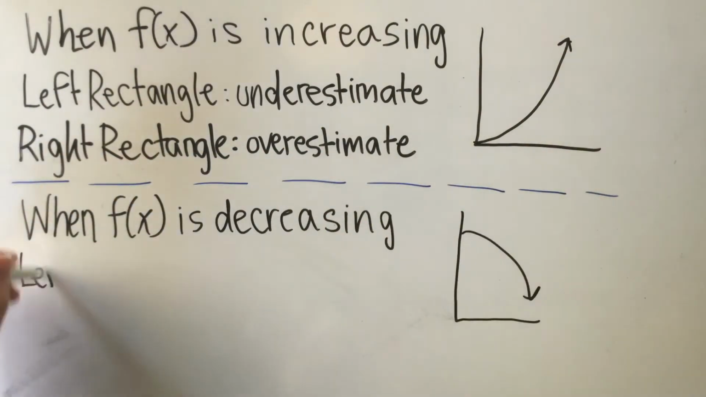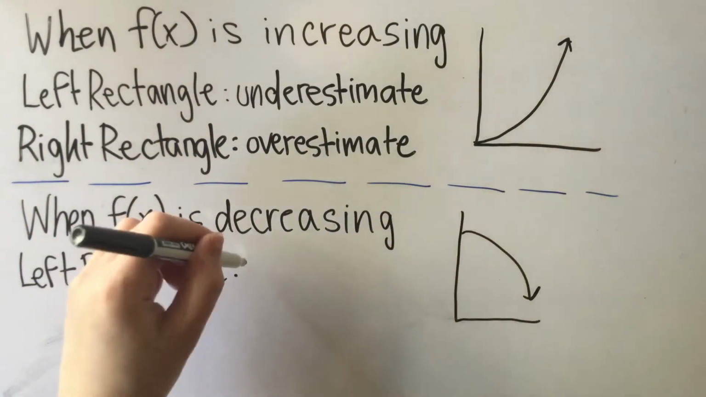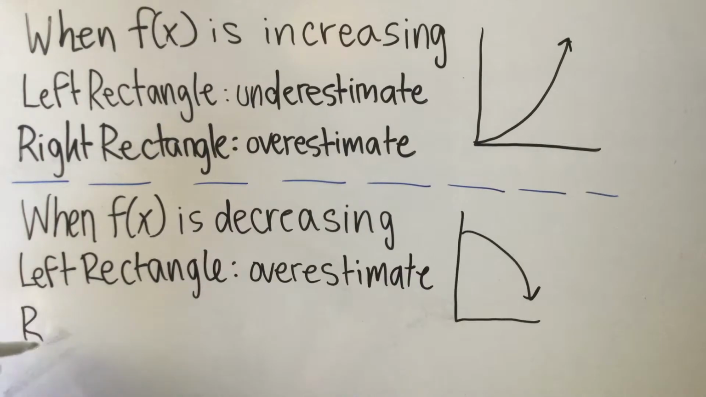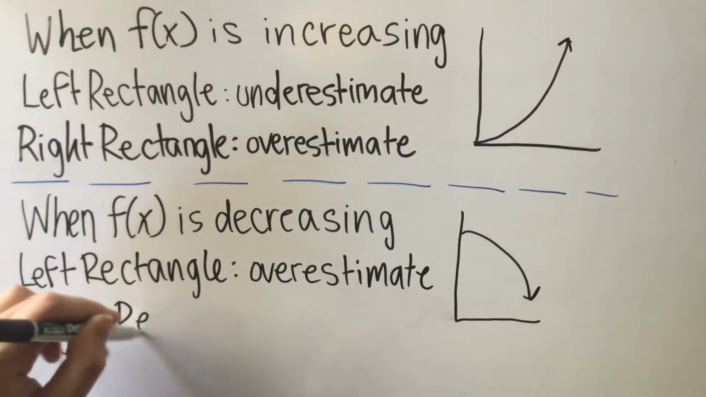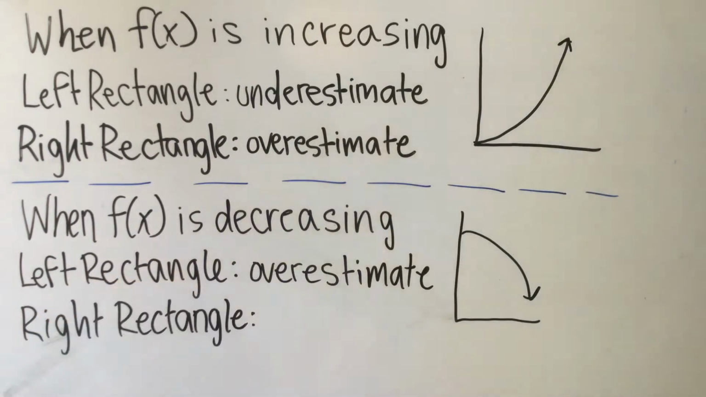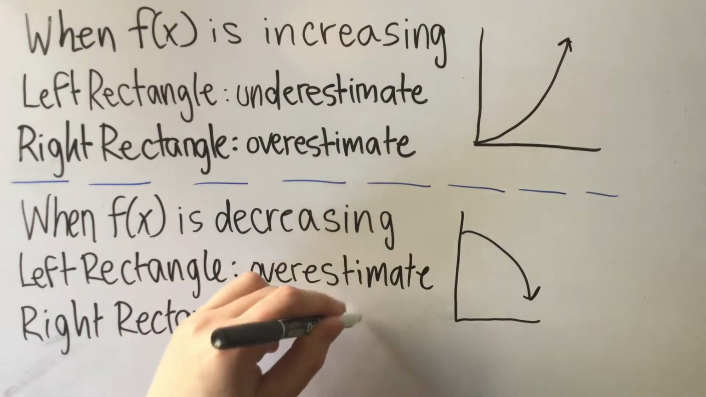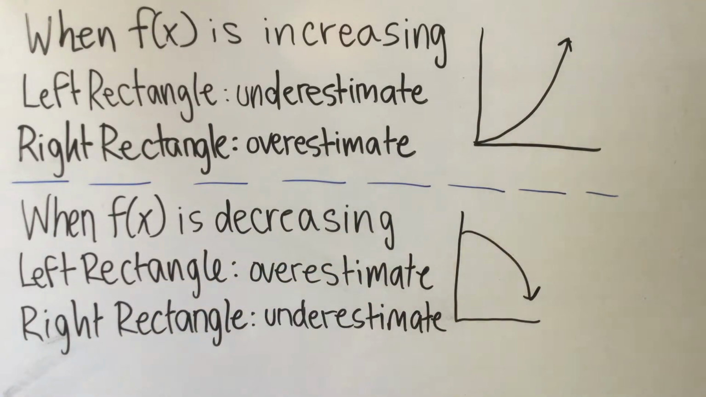When f of x is decreasing, left rectangles are an overestimate, and right rectangles are an underestimate. Increasing and decreasing are opposites. So you know that when left is an underestimate for increasing, the opposite will be true for decreasing. And the same applies for right rectangles.